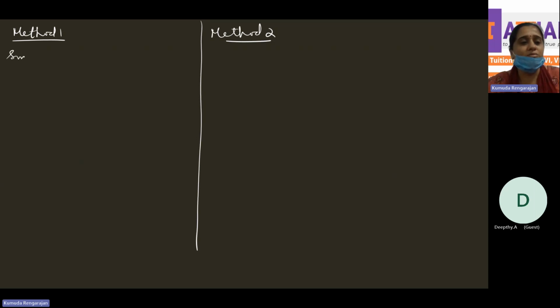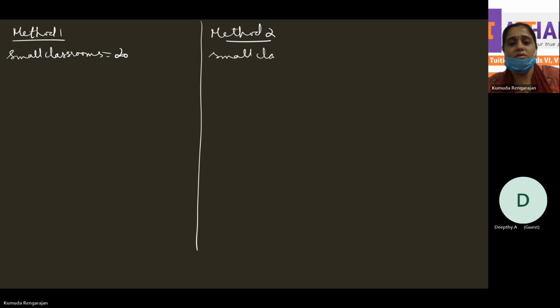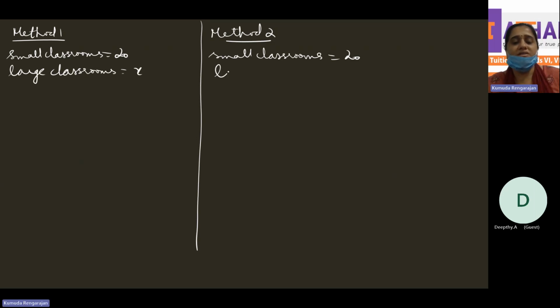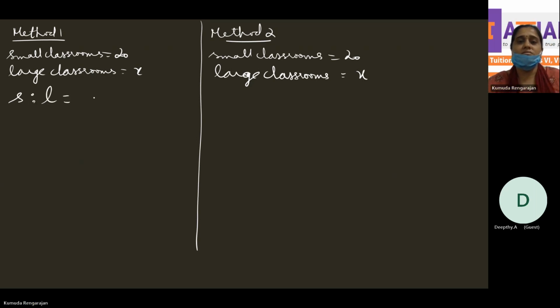Now tell me how many small classrooms? Small classrooms, 20. In this method also, you must write small classrooms, 20. Large classrooms, X. Now here you write small classrooms is to large classrooms. What is small classrooms is to large classrooms? 20:X. Here, what is large classrooms is to small classrooms?